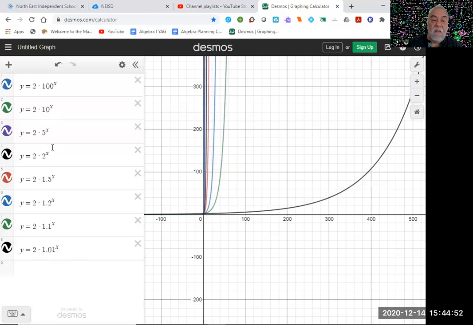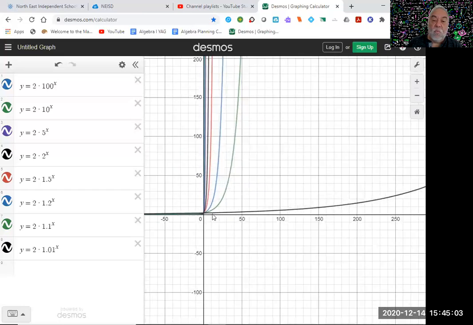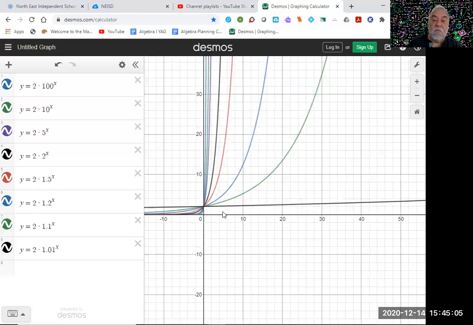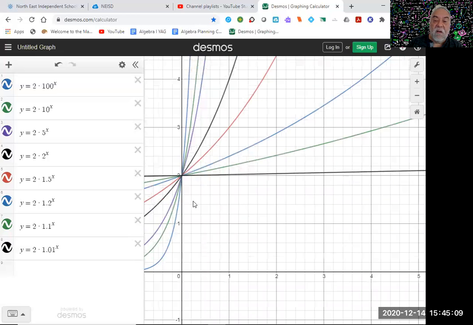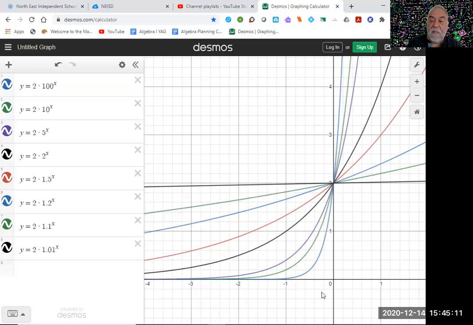Any multiplier greater than 1, and it doesn't matter what the a value is, the y-intercept. That's just where it goes through. You can see all these curves go right through that same point right there at y equals 2. X equals 0, y equals 2, because that's the y-intercept. That's all that's saying.